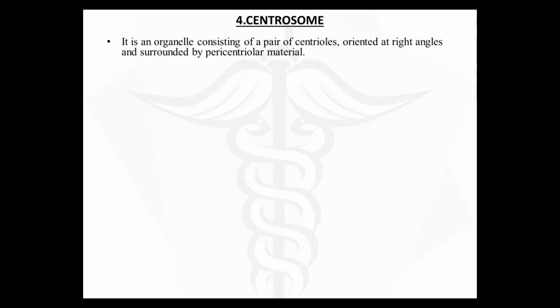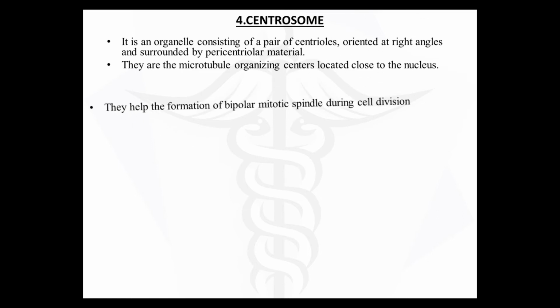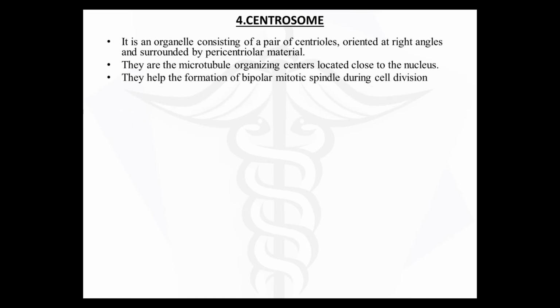The next structure is centrosome. Centrosome is an organelle consisting of a pair of centrioles, oriented at right angles to each other and surrounded by pericentriolar material. They are the microtubule organizing centers located close to the nucleus. They help the formation of bipolar mitotic spindle during cell division.